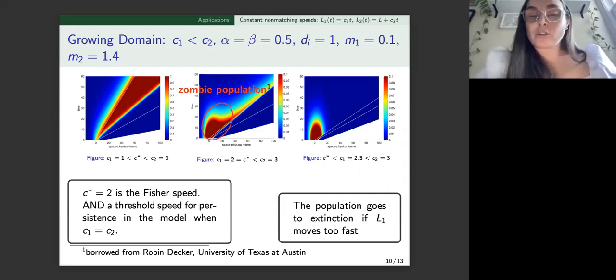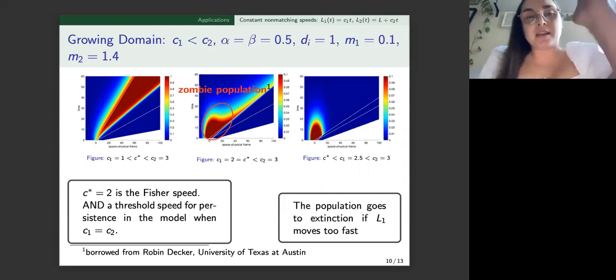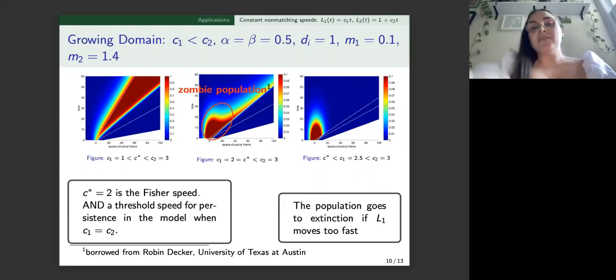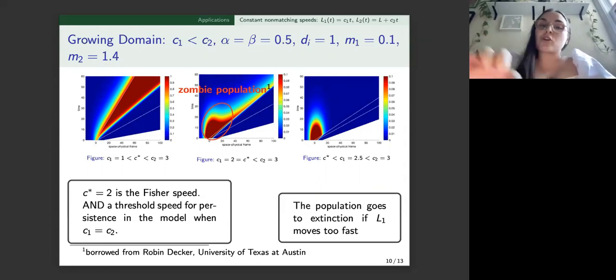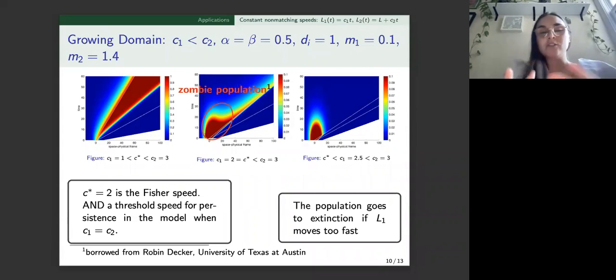When C1 is equal to 2, we see for these later times, where time is the vertical axis, that it looks like this traveling pulse solution is somewhat established, as the population hangs on for dear life at the trailing edge. However, before that, we see this large expansion of the population behind the trailing edge. We call the population that exists behind the trailing edge the zombie population.